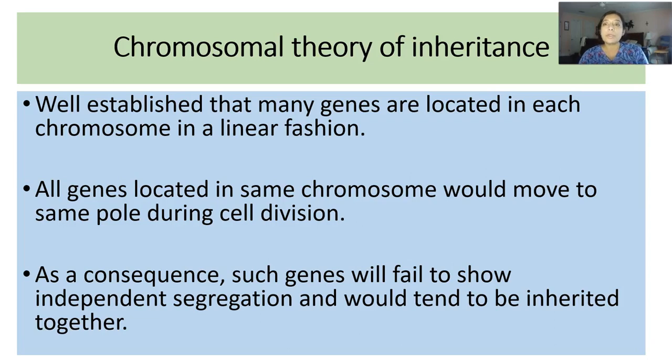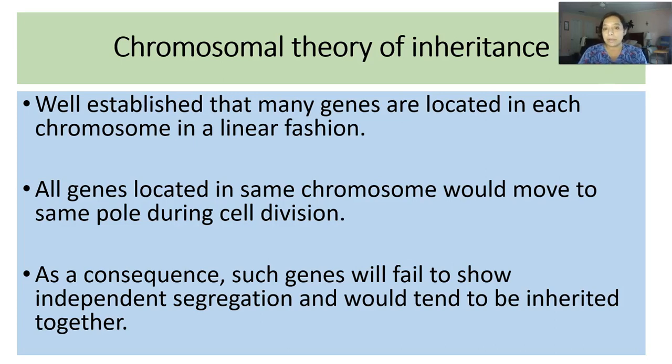So the chromosomal theory of inheritance, the way we look at Mendelian genetics and genes, establishes that genes on each chromosome are present linearly. There are many genes present on each arm of the chromosome in either direction. All the genes located on the same chromosome are going to move to the same pole during cell division. Parts of the arm aren't going separately; the whole arm, the whole chromosome, is going to move.